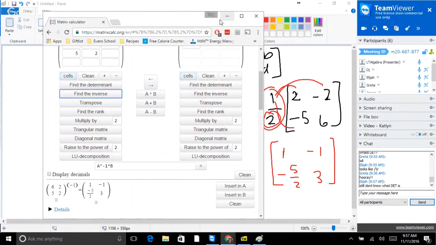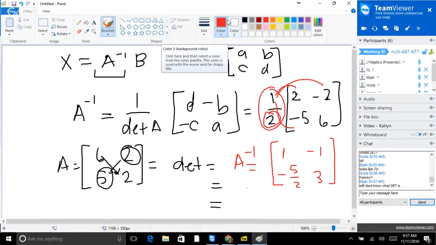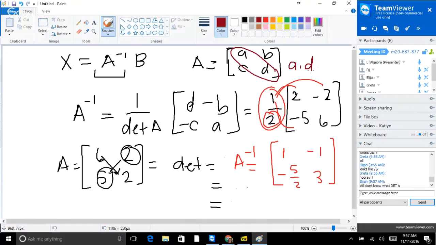The determinant, Elijah, what you do to find the determinant of a matrix is, so this is my matrix A, B, C, and D. The determinant is going to be A times D minus B times C. So that's how you find the determinant.